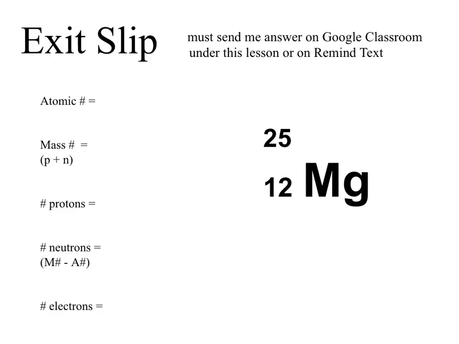All right, now, and this is specifically if you are missing class and viewing this video, this is your exit slip to get some participation points for the day that you missed out on. I want you to look at this problem and figure out this information. Now, pay attention. You need to send me this either on Google Classroom, where it will be underneath the participation assignment where I sent you the link for this video, or you can send it to me on Remind text.